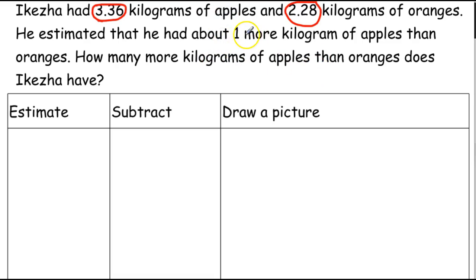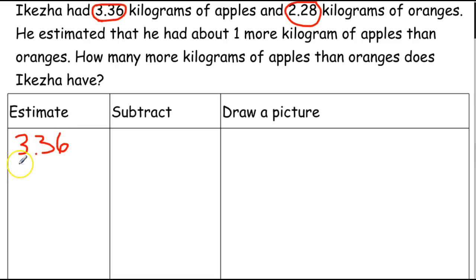So he already estimated for us. He estimated that he had about 1 more kilogram of apples. But we want to know exactly how many more kilograms of apples than oranges he has. So let's look at this problem really quick. We are going to estimate just because it's a good practice to get into and it's pretty easy to do.